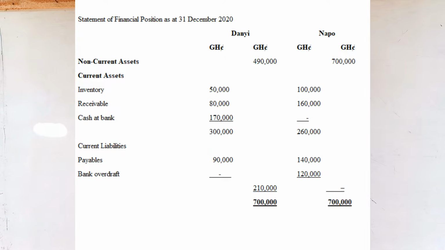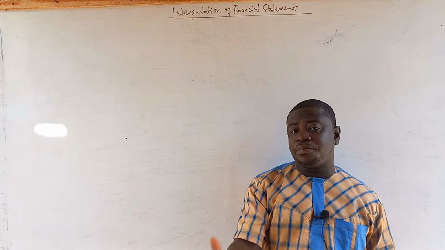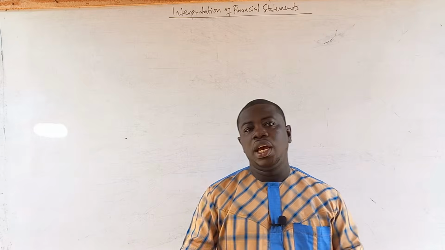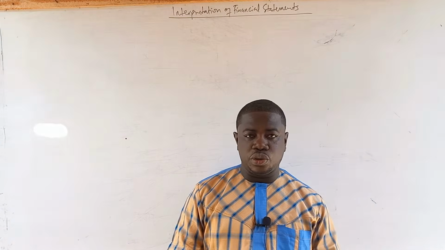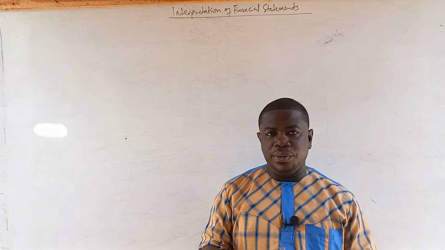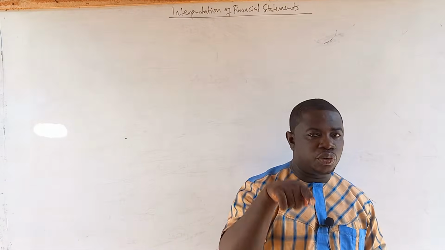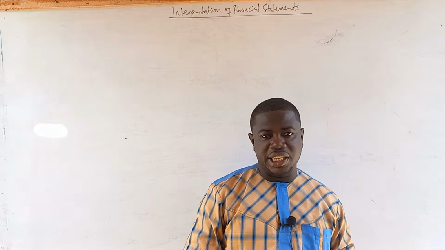And so you can see that even though NAPO did better than Danny in terms of profit, when it comes to the liquidity area, Danny is also doing well. And we are going to make comments on this. Now, some of these things that I have just picked out are very important, because we are not just going to calculate the ratios, we are going to interpret the ratios. And we need to make comments that are related to what we have observed in the financial statement.